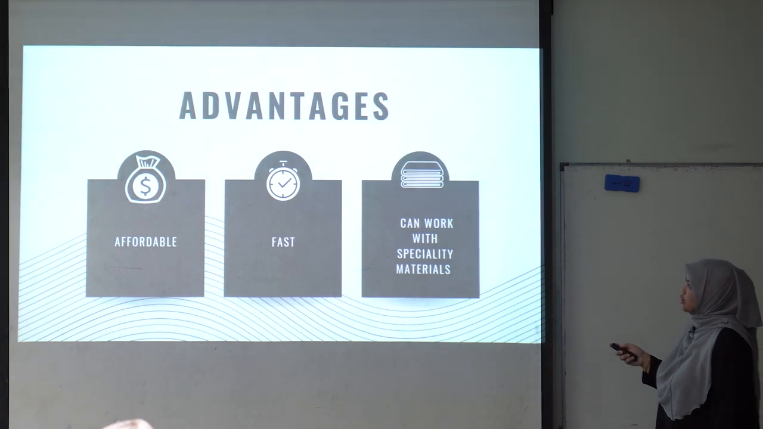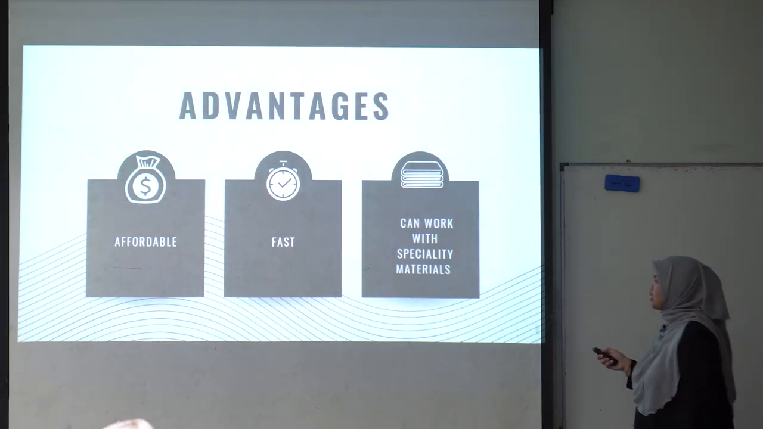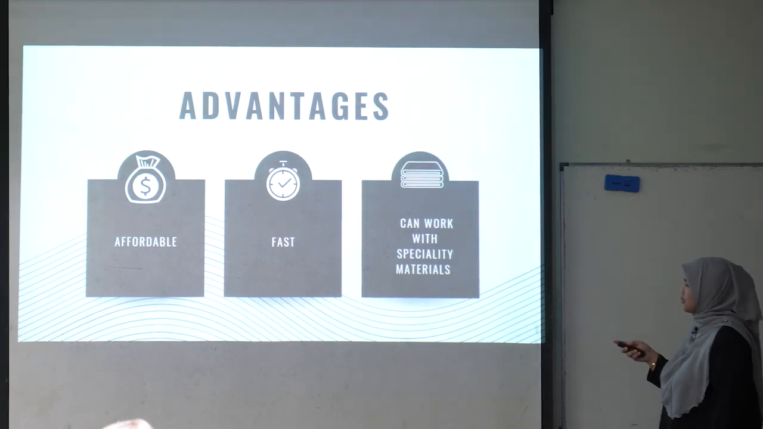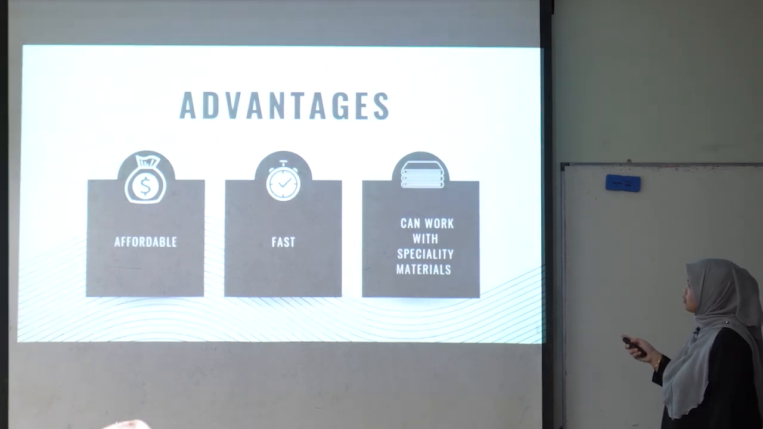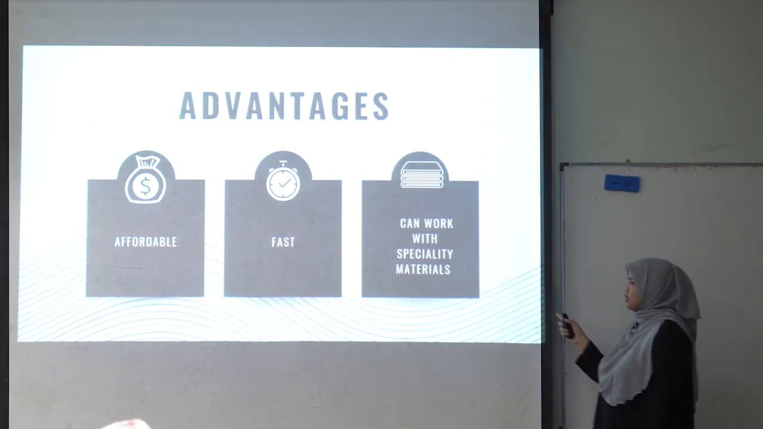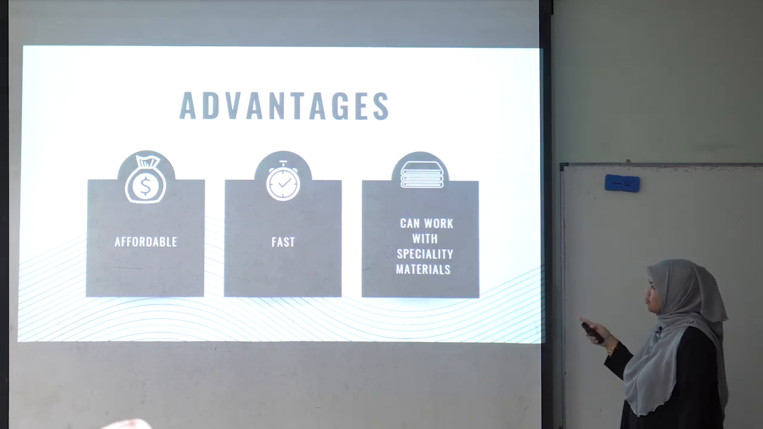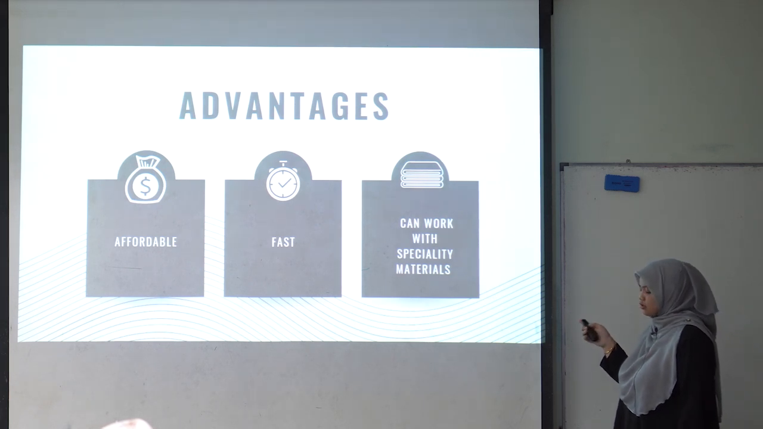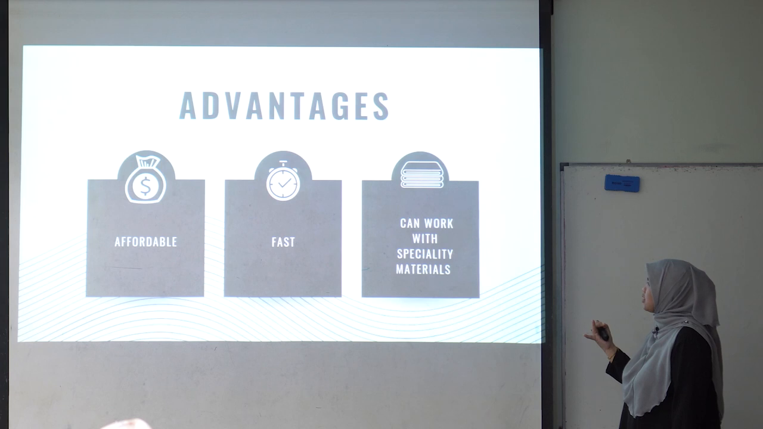The second one is that the 3D printer is fast because, as we know, sometimes people use 3D printers to build a house. If we use the 3D printer, it's faster than the manual way where we use humans. The last one we talk about is that a 3D printer can work with specialty materials. What are specialty materials? Instead of only plastic, concrete and metal, a 3D printer can also use glass fiber and carbon fiber. So these are the advantages of the 3D printer.